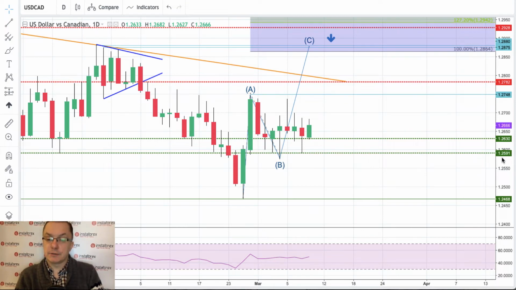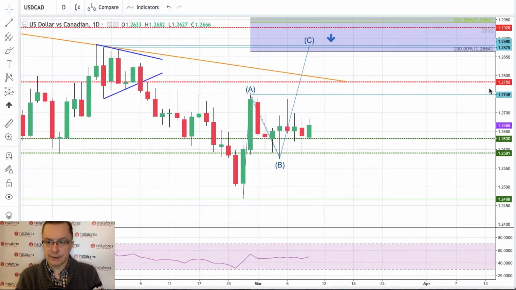The technical support was at 1.2591, and it is still valid. The resistance was at 1.2748, the high of the wave A. As you can see, it's still valid. The market keeps trading up and down, waiting for the trigger to continue the move up.